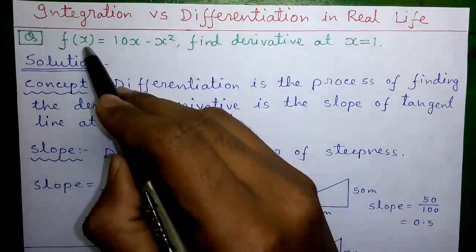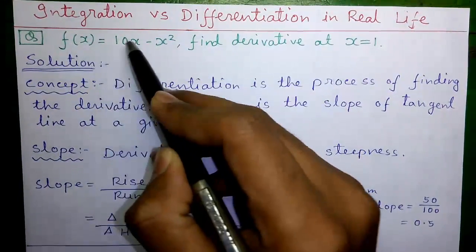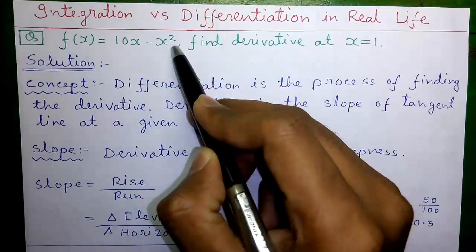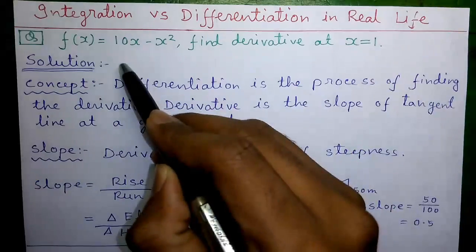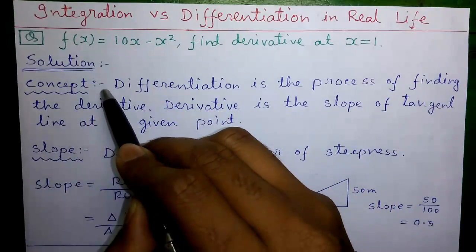So this is our question. F of x, or function of x, equals 10x minus x square. Find the derivative at x equals 1. Let's proceed to the solution. First, some concepts.